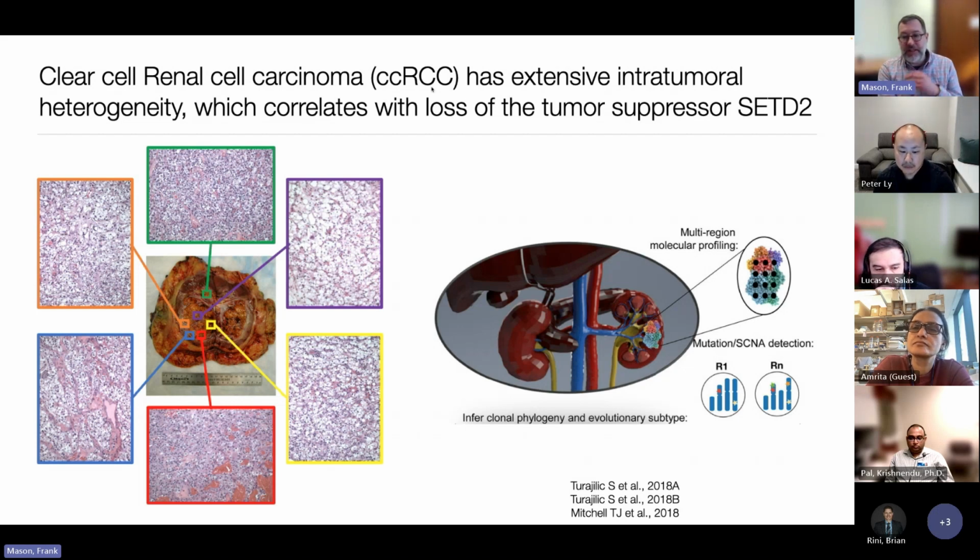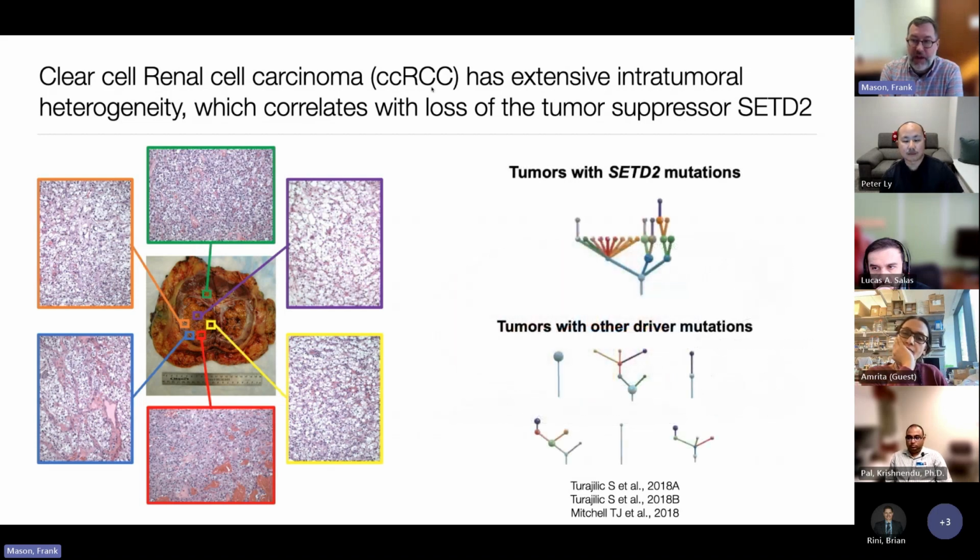And through this process, their group has been able to identify that there are different phenotypes of tumors, all that have extensive heterogeneity, but there are some tumors that have significant subclonal heterogeneity, and in particular, tumors with the SETD2 mutations have more extensive intratumoral heterogeneity than tumors with other driver mutations like BAP1 or VHL.